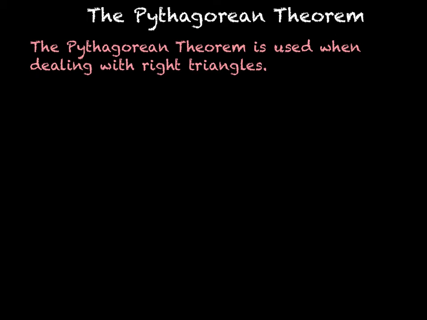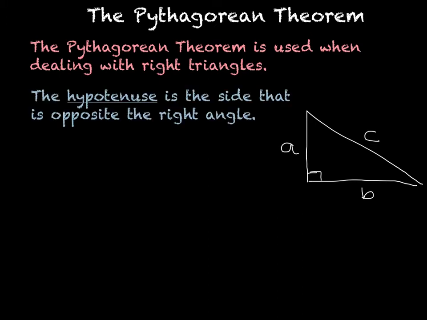The Pythagorean Theorem. The Pythagorean Theorem is used when we are dealing with right triangles. Now there are two types of sides on a right triangle that we deal with. So if this is my right triangle, there's my right angle, and we have side A, side B, and side C. The hypotenuse is the side that is opposite of the right angle. So C is the hypotenuse.